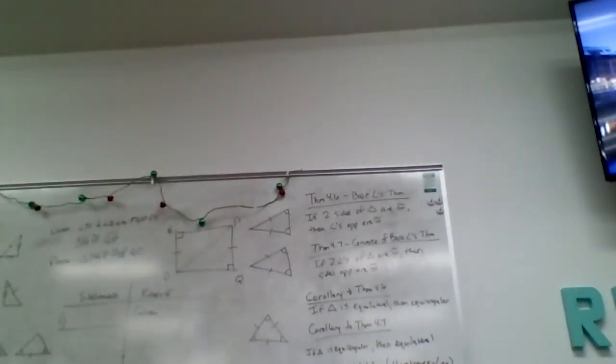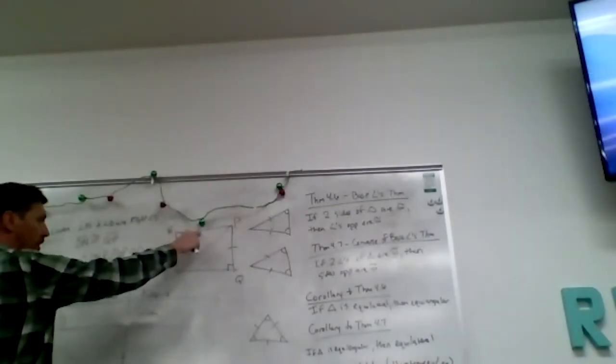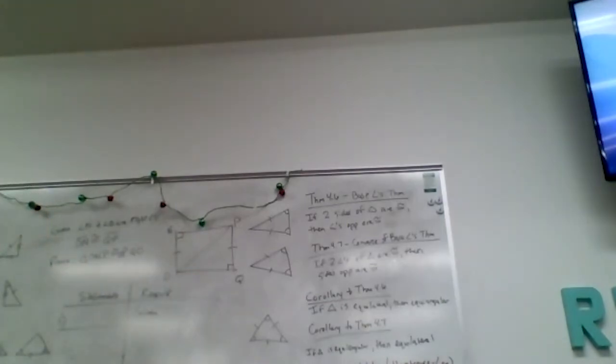Use the side angle side theorem. So the side angle side. So you want to prove that this side and this side is congruent. Is that what you want to do? Anybody want to take a different approach?